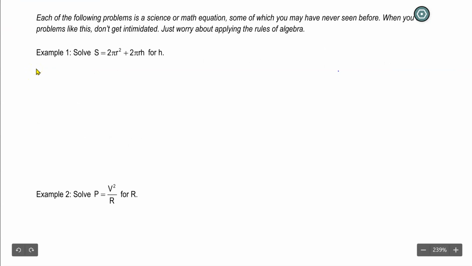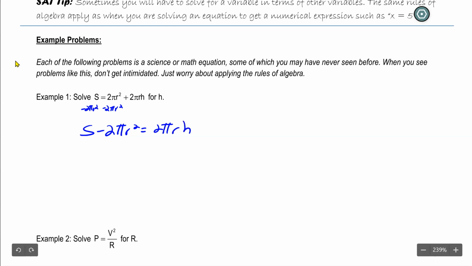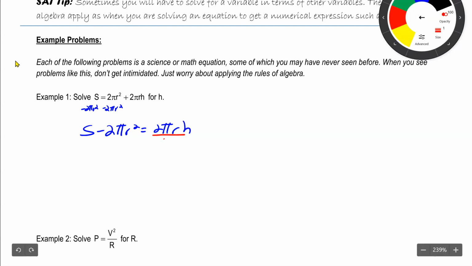So in our first one here, you see how it gives us an equation, this equation S, and it says to solve for h. So we want to start to get h by itself. So the first thing I should do is subtract the 2 pi r squared over. Okay, so I'd have S minus 2 pi r squared equals 2 pi rh. And to get h by itself, I have to divide out that stuff that is left with it. So I would divide by 2 pi r because this is multiplication over here. So I have to undo the multiplication. So I would divide both sides by 2 pi r.